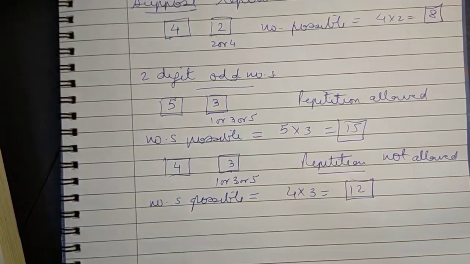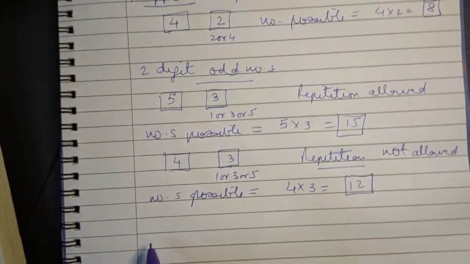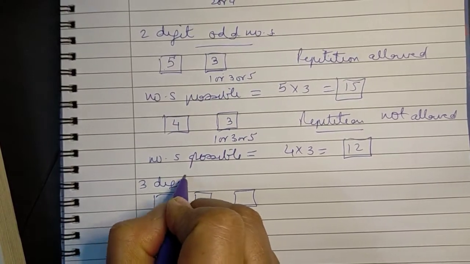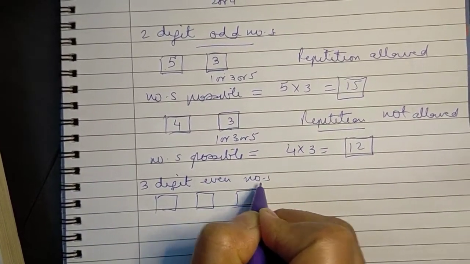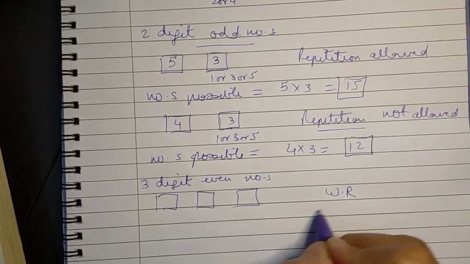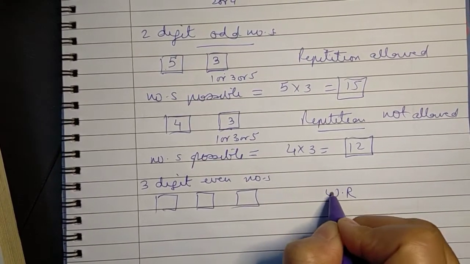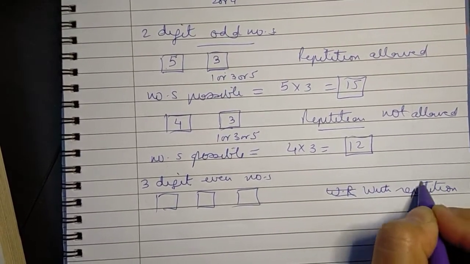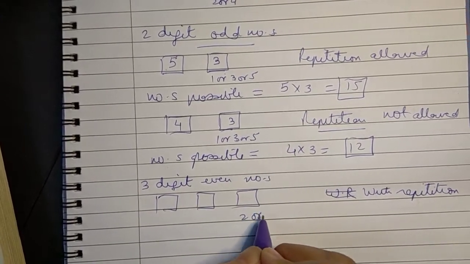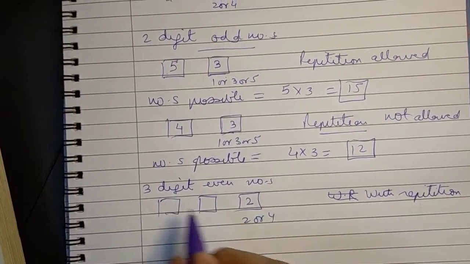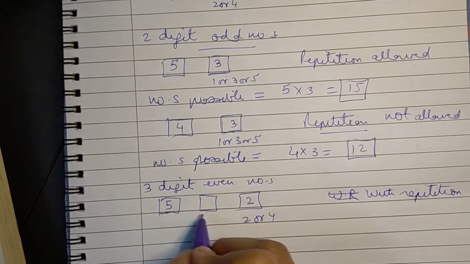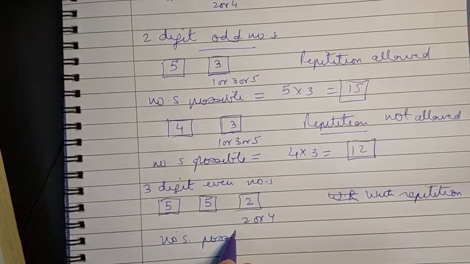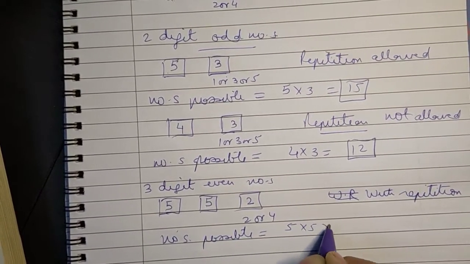Same way you can make 3-digit numbers also. So let's quickly take one case of 3-digit numbers. 3-digit even numbers, with repetition, meaning repetition allowed. So what do we have? Here we have 2 or 4, so 2. Repetition is allowed, so all 5 are available for this and all 5 are available for this. So numbers possible is equal to 5 into 5 into 2.